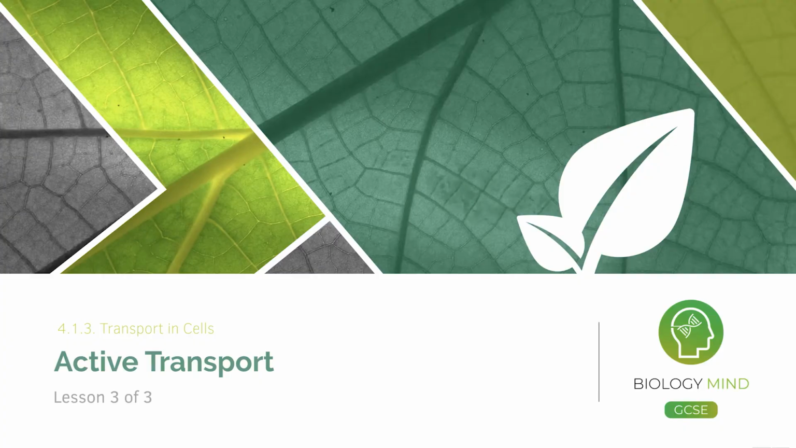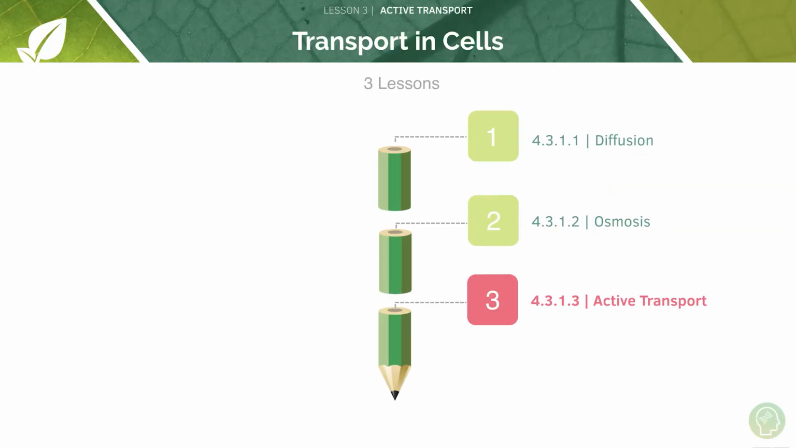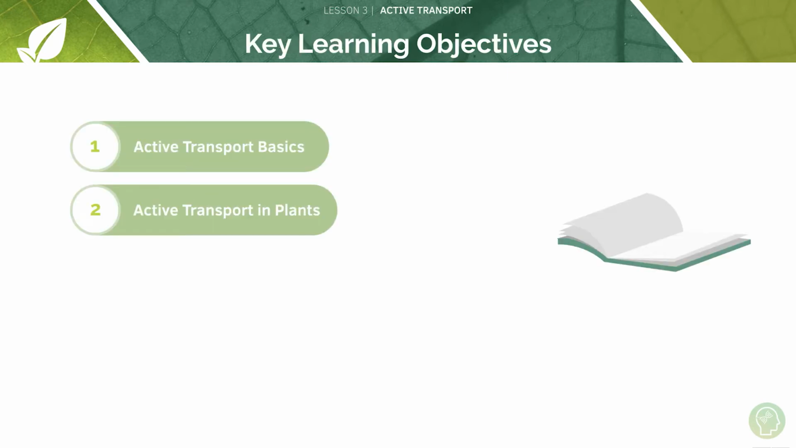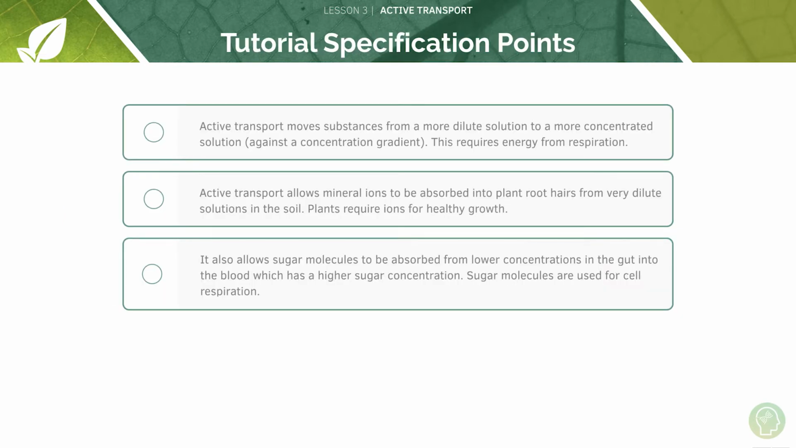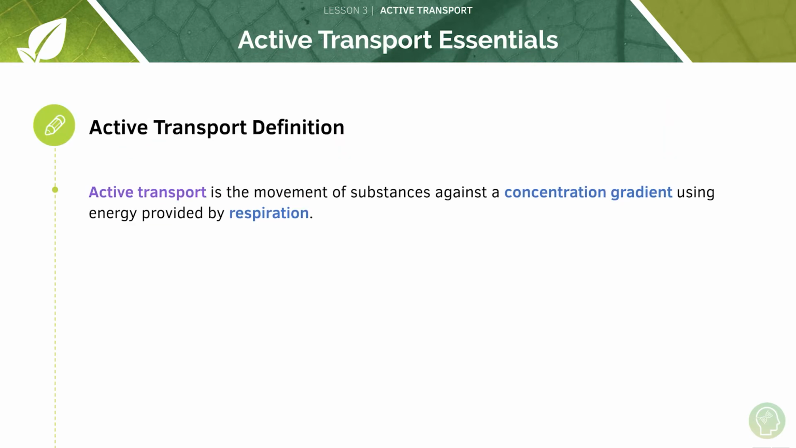So let's get started. Hello and welcome to this tutorial on active transport. In the previous two tutorials in this series, we had a look at different types of transport in cells, including diffusion and osmosis. And now we're moving on to look at the third main type of transport in cells, active transport. Similar to the last tutorials, we're going to have a look at the basic definition of active transport and also have a look at some examples in both plants and in the human body. And these are your specification points, so do read them through carefully.